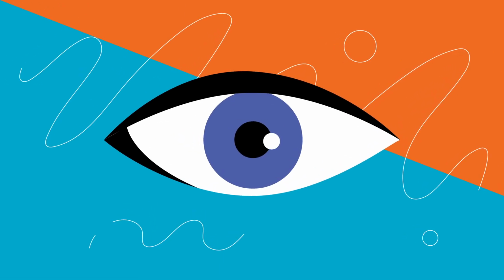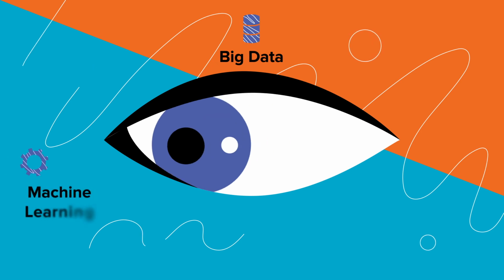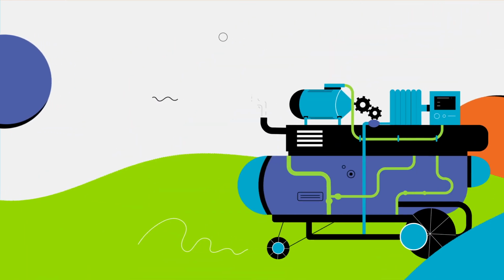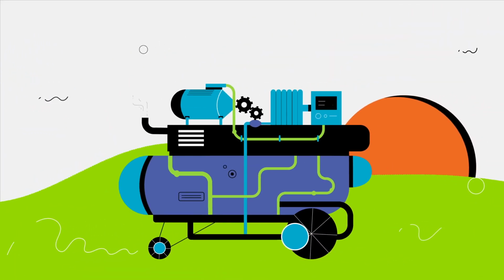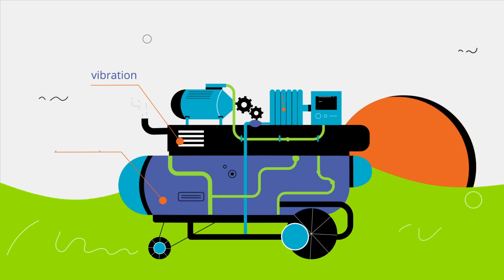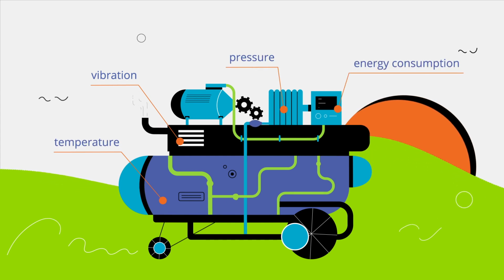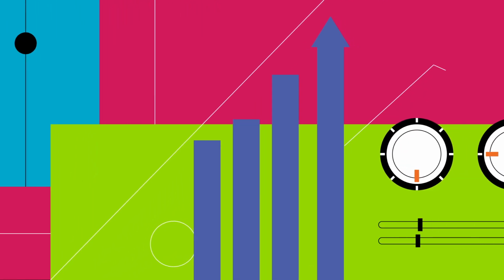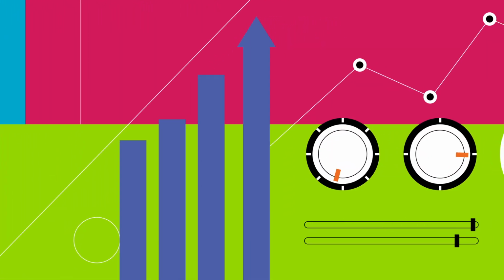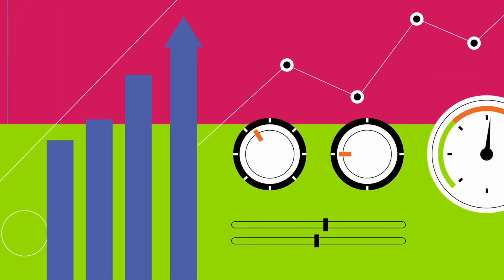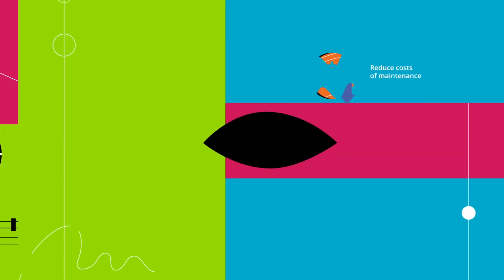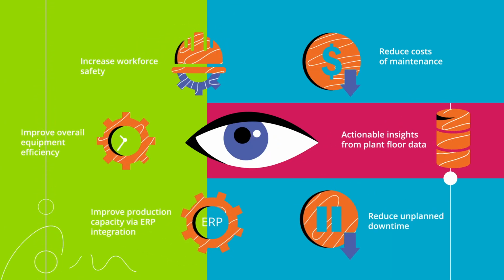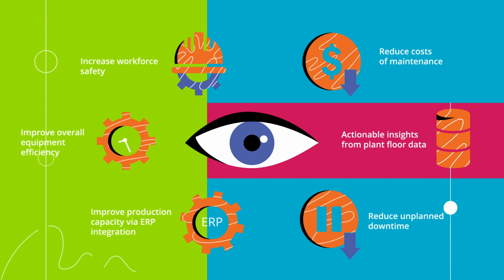We at SoftServe utilize big data, machine learning, and data analytics to predict and prevent issues before they even happen. Together with different physical sensors monitoring values such as vibration, temperature, pressure, or even energy consumption, modern systems utilize machine learning to predict exactly when a part falls below its optimal operating efficiency and find the perfect time for it to be maintained. This reduces maintenance costs, improves overall equipment efficiency, increases workforce safety, and reduces unplanned equipment downtime.